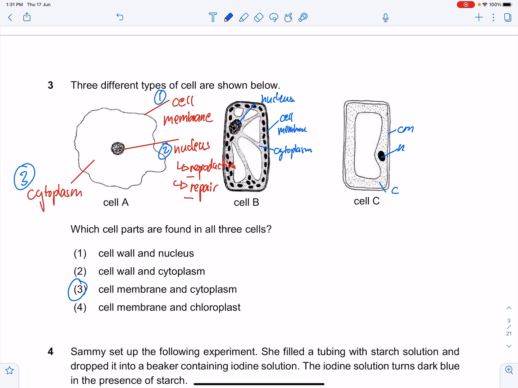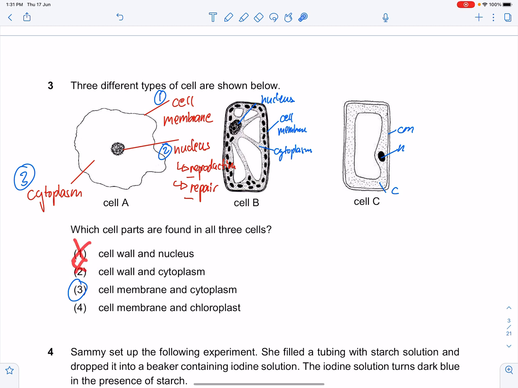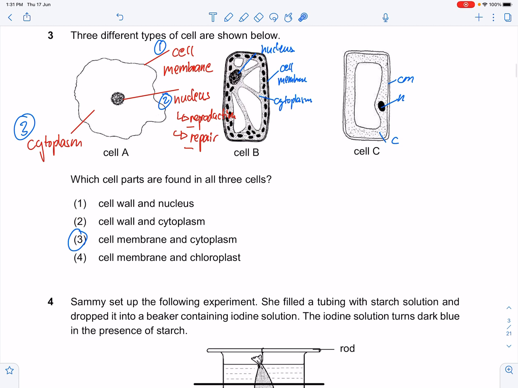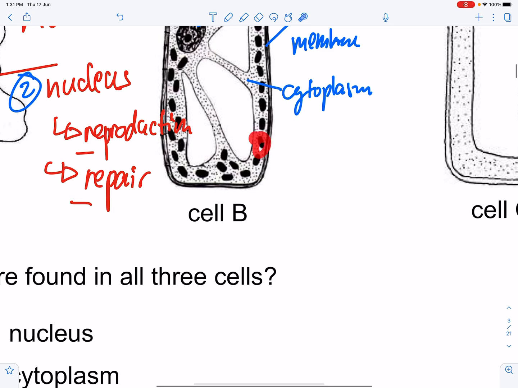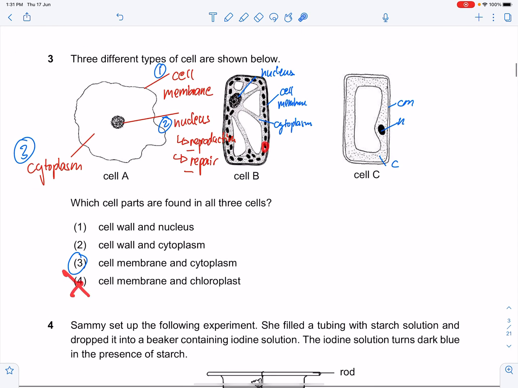So for example, in the first one, I would say that it's wrong because cell A does not have cell wall, right? But all three have nucleus. Option number 2, once again, cell A does not have cell wall, so you can go ahead and eliminate these two straight away. 4, cell membrane and chloroplast. The other two cells, A and C, I do not see any chloroplast, but I do see a chloroplast in cell B, so this is wrong as well. So as you can see, when I check my answer or when I'm doing it, I eliminate the answers that are not by justifying why.